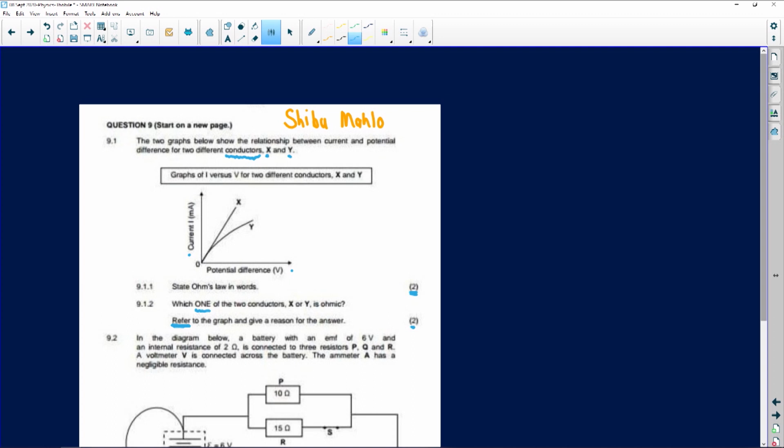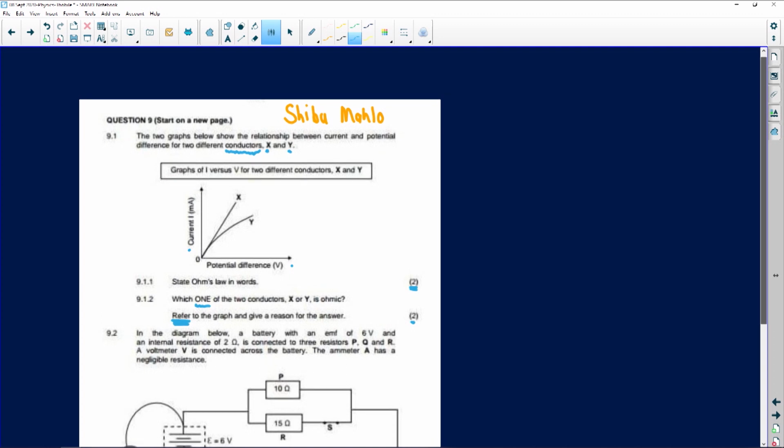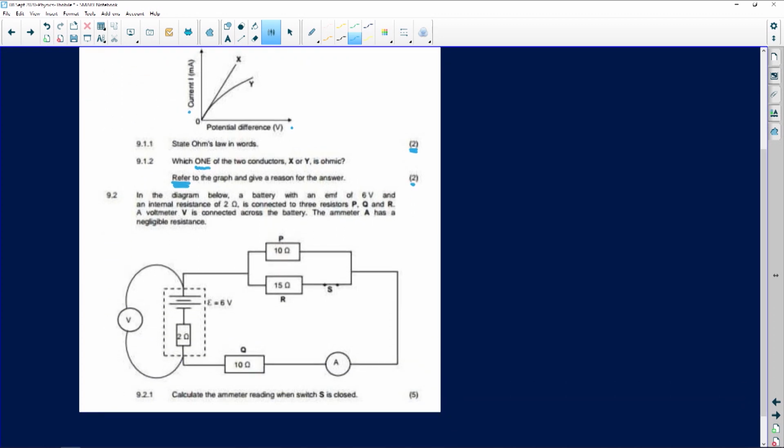Now we know from Ohm's law, it has to be directly proportional. Directly proportional means if the one increases, the other increases, which means we should then have a straight line. You must be careful on how you reason, because the examiner carefully tells us here, refer to the graph. So we've referred to our graph and we already made our decision.